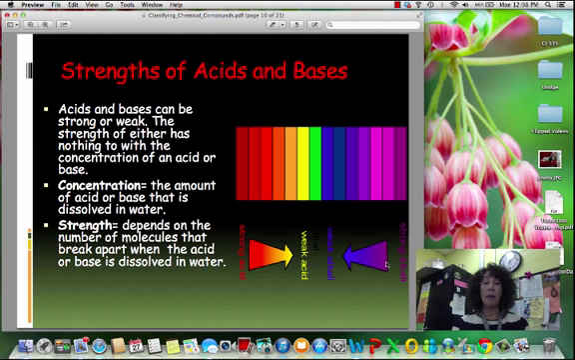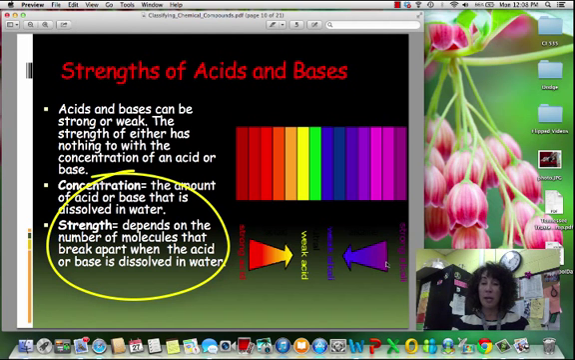Okay, so the strengths of acids and bases. They can be strong or they can be weak, and we have this whole scale depending on the concentration of an acid or the base. And the concentration is just the amount of acid or base that is dissolved in water. And so the strength of it really depends on the number of molecules that break apart when that acid or that base is dissolved in water.